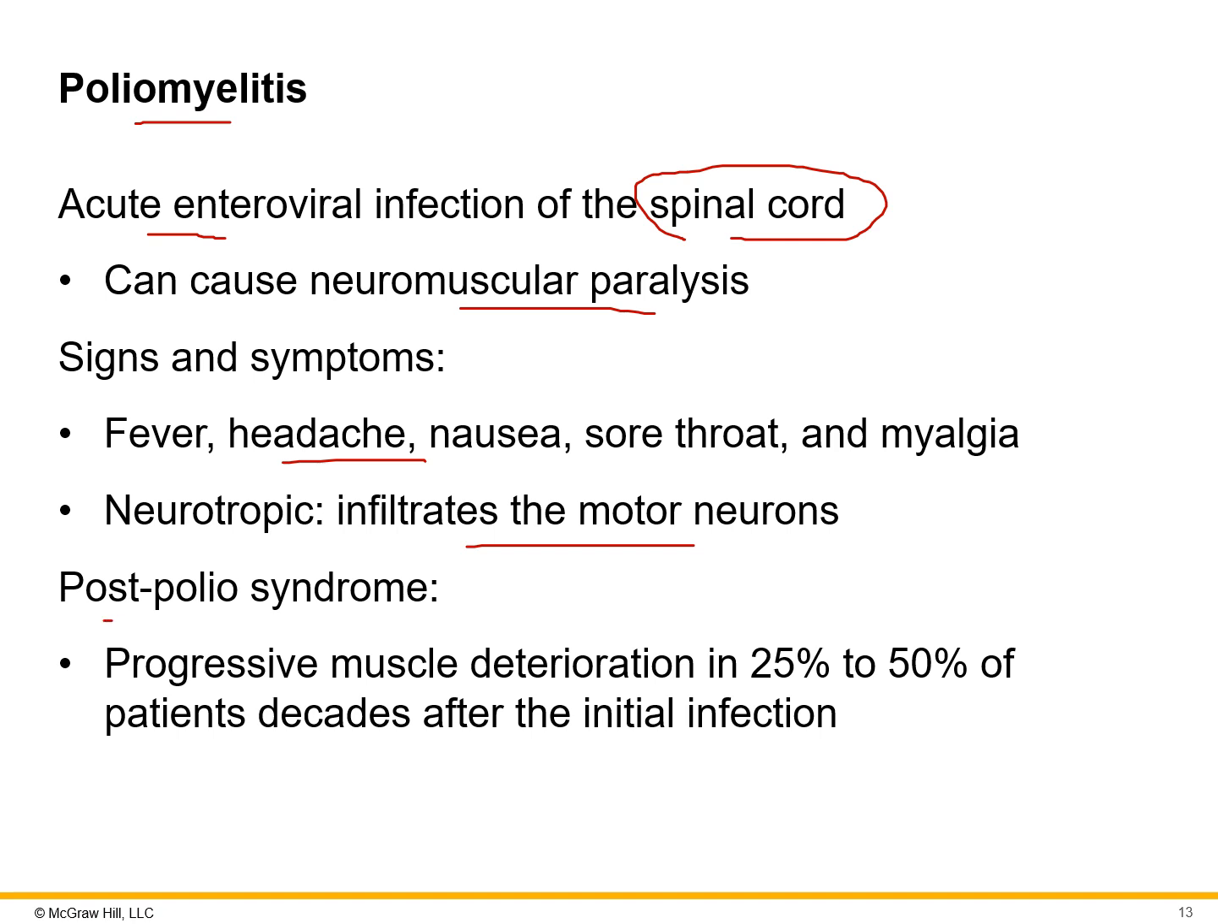Unfortunately, there are still effects seen. Before vaccination, there was post-polio syndrome. This is where there was muscle deterioration in those who survived but were infected, appearing decades after they actually had the infection. So about 25 to 50% of patients who had polio and survived still had a lot of issues with muscles and becoming shorter as they aged.